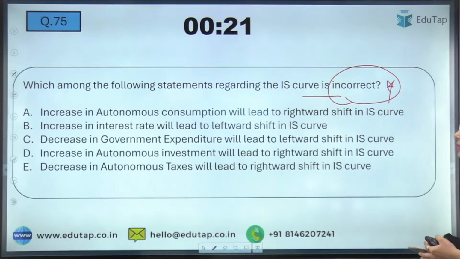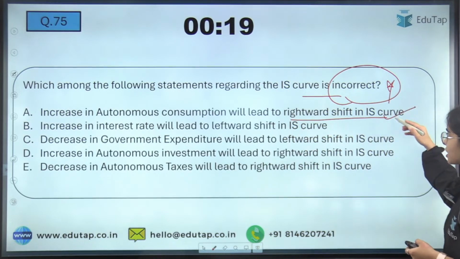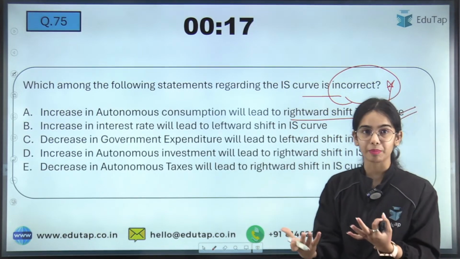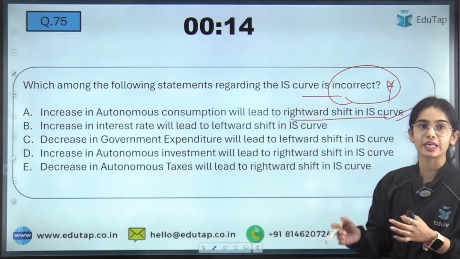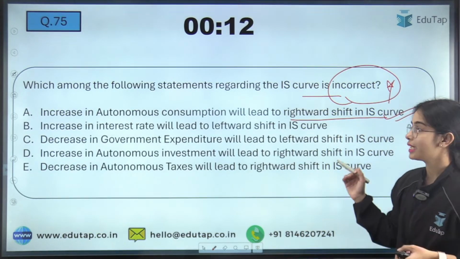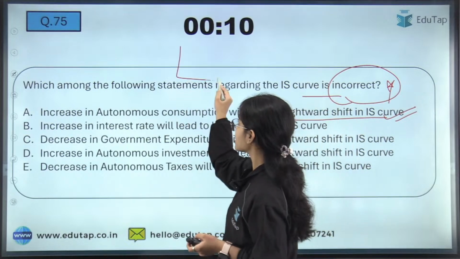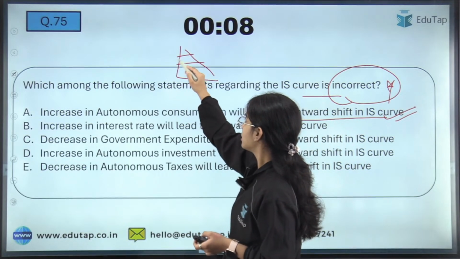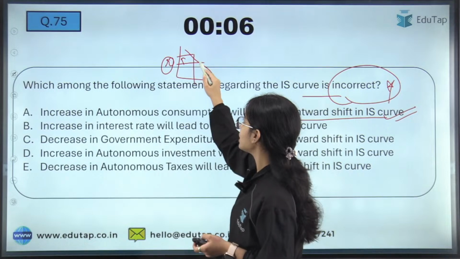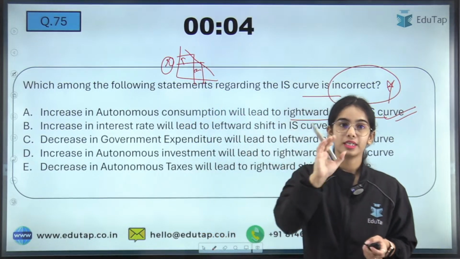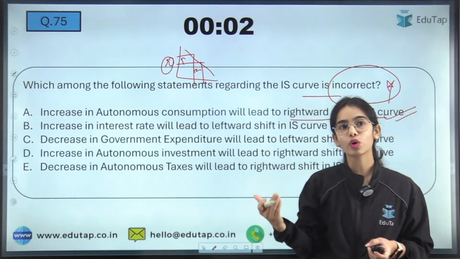Increase in autonomous consumption will lead to a rightward shift in the IS curve. Yes, if the autonomous changes are happening that are independent of the interest rate, then the IS curve is going to shift. The increase in interest rate, if the interest rate is increasing, that will decrease the level of income. So the IS curve is not going to shift here.